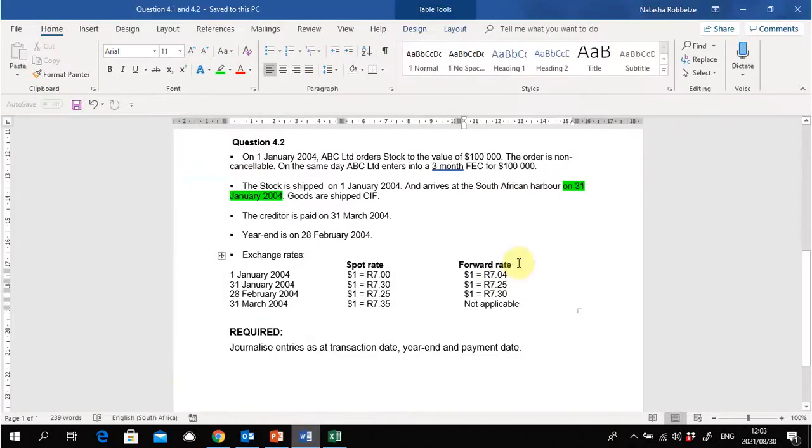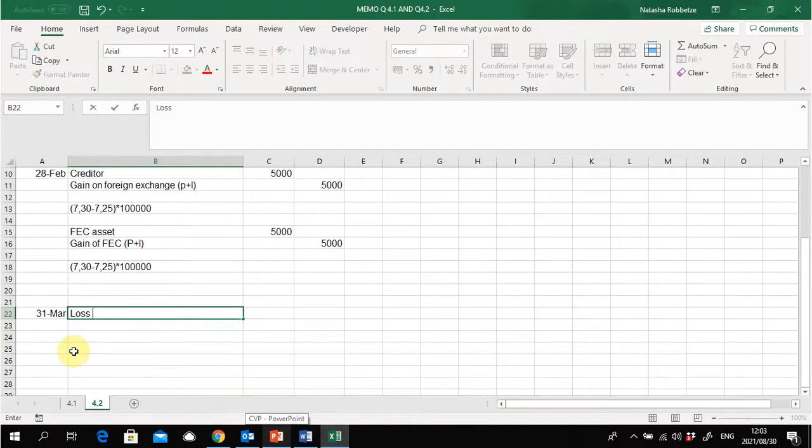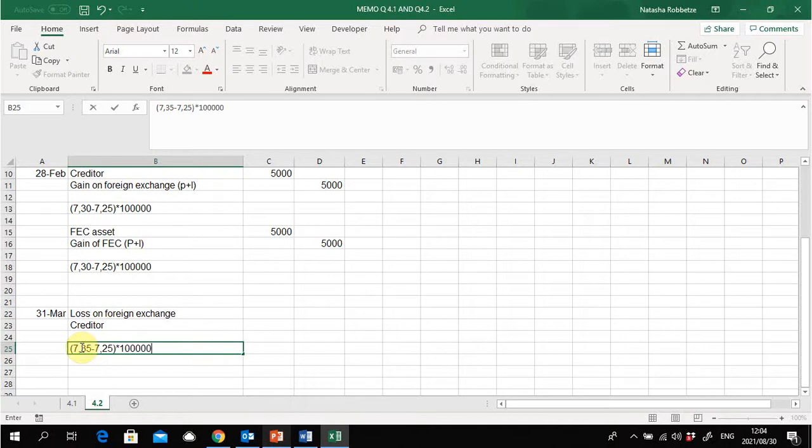So going back, I can see that the spot rate is now 7 Rand 35. It was 7 Rand 25. So the spot rate went up, which makes this a loss. So I'm going to recognize loss on foreign exchange. And I need to put it against my creditor. The movement is 7 Rand 35 and 7 Rand 25 at $100,000. Right, that gives us a 10,000 Rand loss.